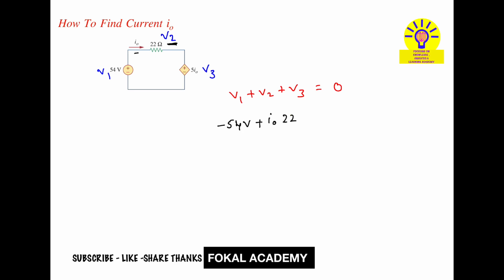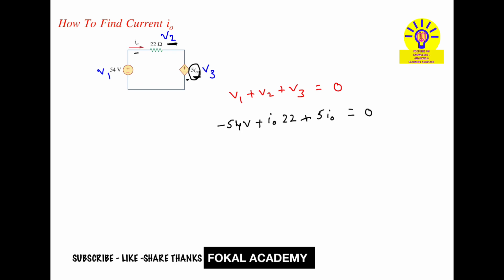Next, the current is entering the V3 voltage source. This is also a voltage source, so the entering point is at the plus sign. So take it as plus, and the voltage is 5 I0. This is the voltage for the dependent source. That's equal to 0 here.